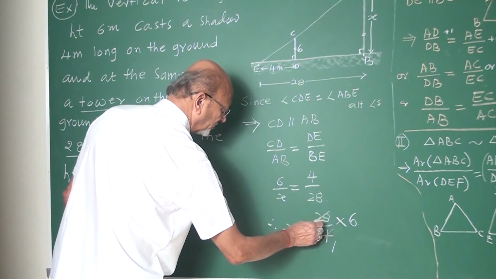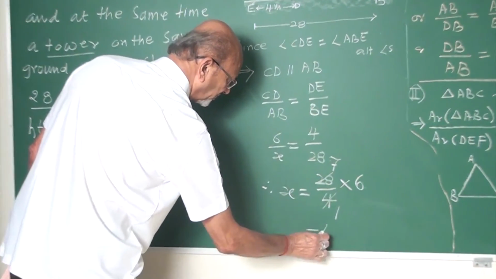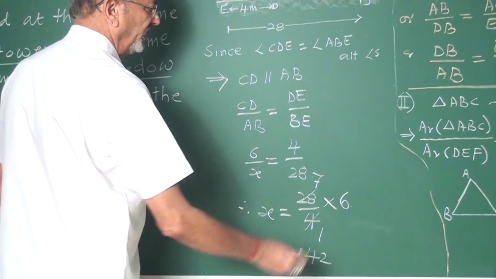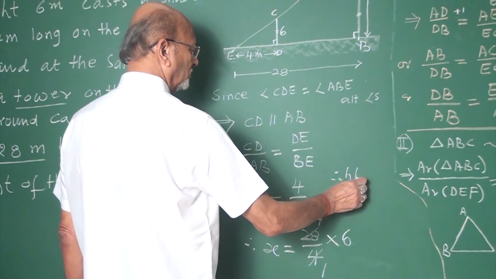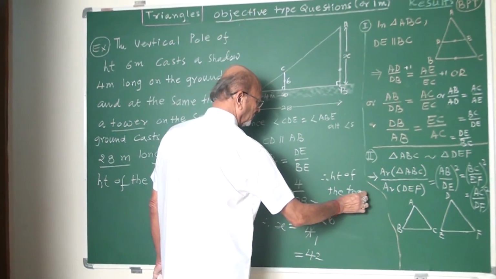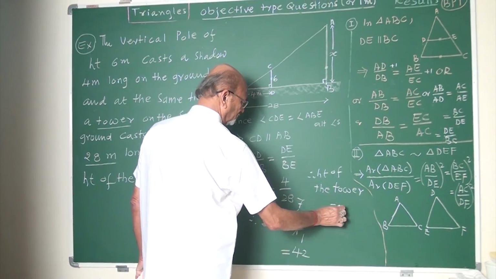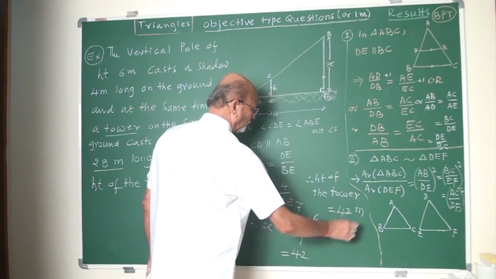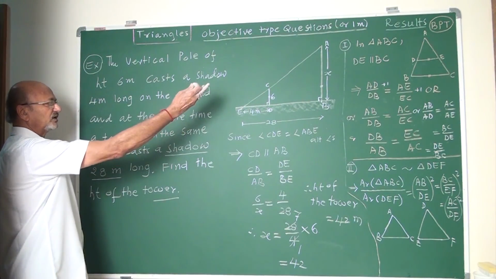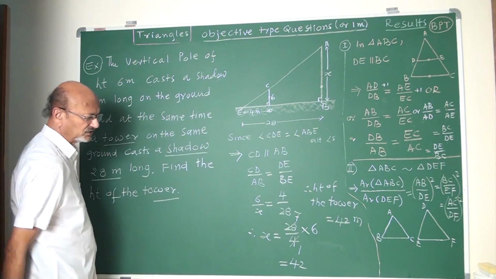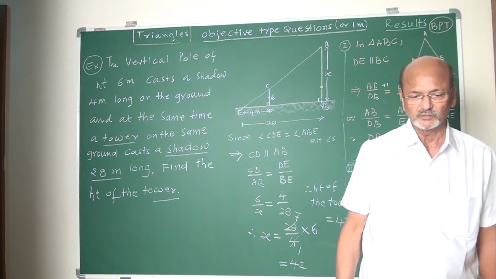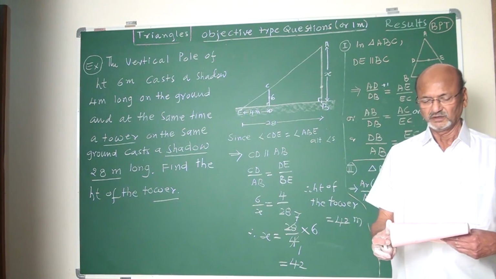4 into 1, and what is this? 7. What is 6 into 7? 42. Therefore, the height of the temple, X, is the height of the tower. The height of the tower is 42 meters, my friends. In general, again, we can use what? BPT, or otherwise similar triangles also we can use. Similar triangles I have done already. This is by making use of BPT.